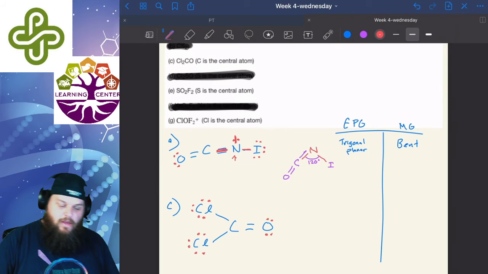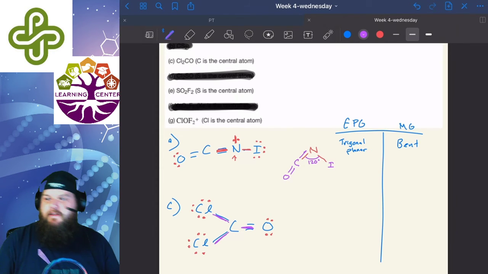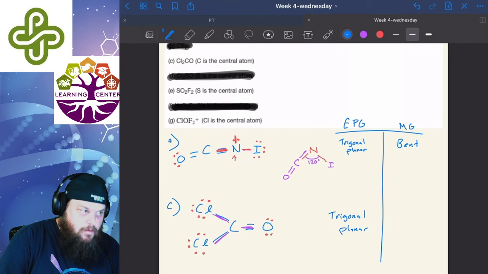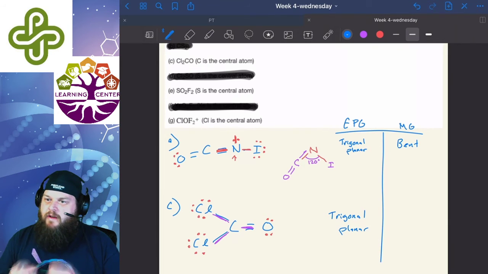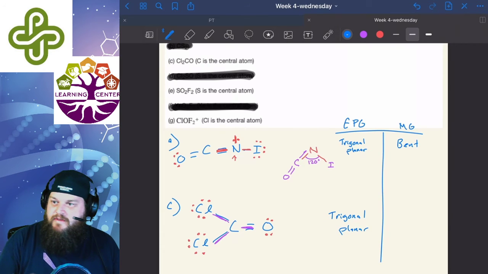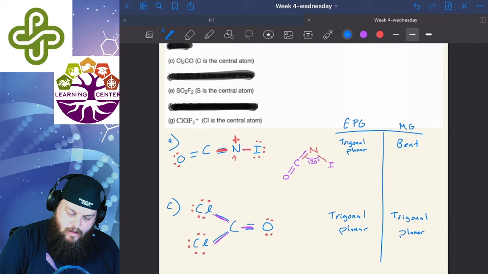So just like we had before, we really have 3 bonds going on here, which will need to spread out in that plane as much as possible. So this is going to be also trigonal planar. But in this case, there's no lone pairs on that central atom that we're talking about. Because of that, the molecular geometry is going to be the same as the electron pair geometry. Trigonal planar. There's a there, I think.